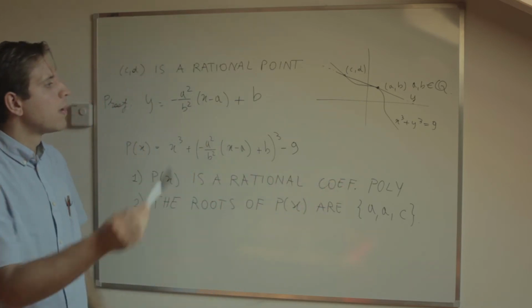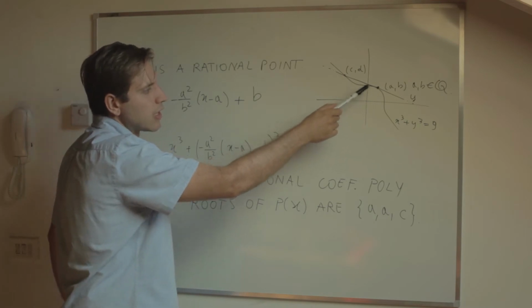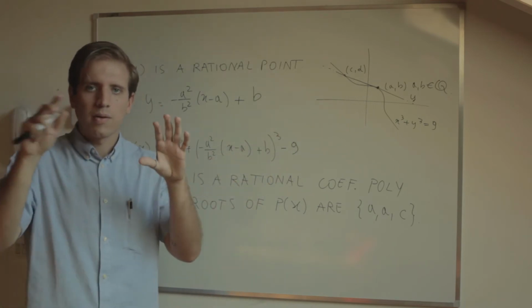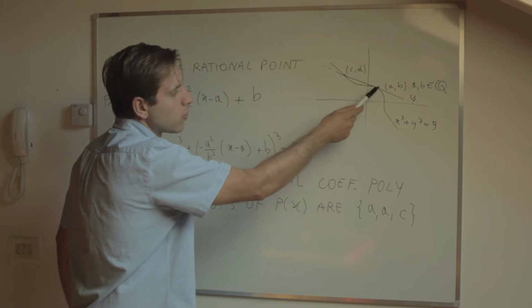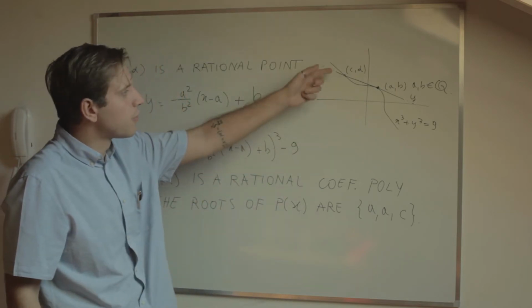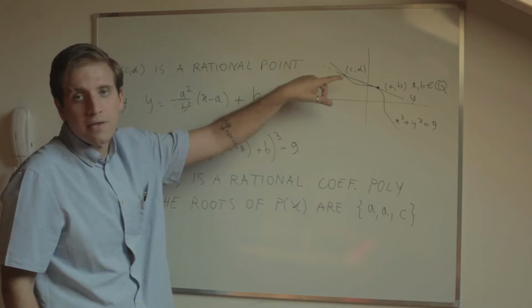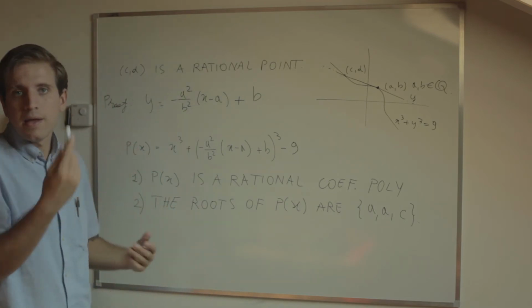Why? Well, because we have an intersection at the tangent point, and so we have some kind of degenerate solution, and so two roots will be a, a, and of course the third root of this polynomial will be the x-coordinate of our intersection point. We will now prove that c is a rational number.